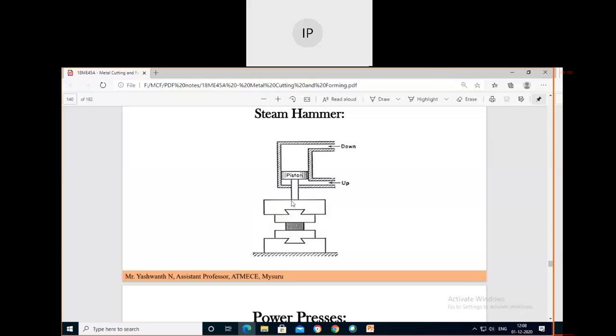Here we use steam to operate this ram. Now how much steam is required for this one? How much pressure is required? It may vary. The steam pressure may range from 6 to 80 kg, depending on the size of the object here. Draw this figure.